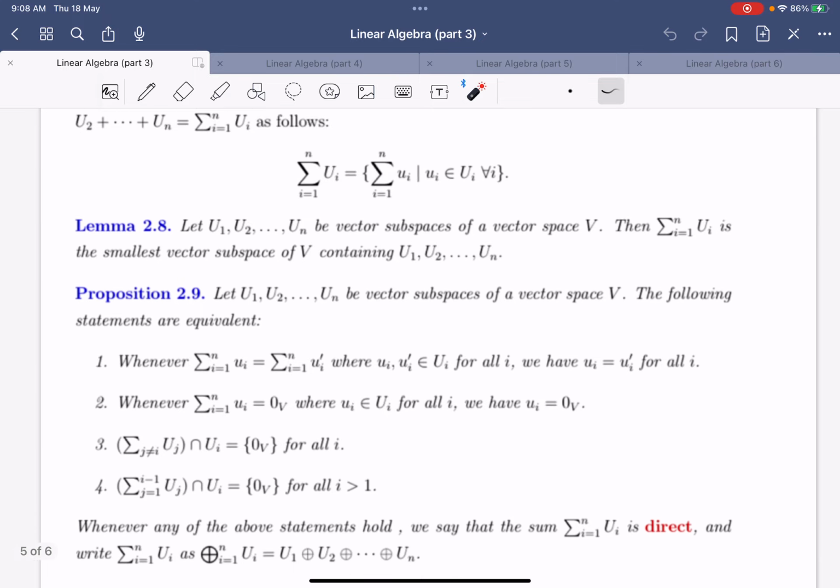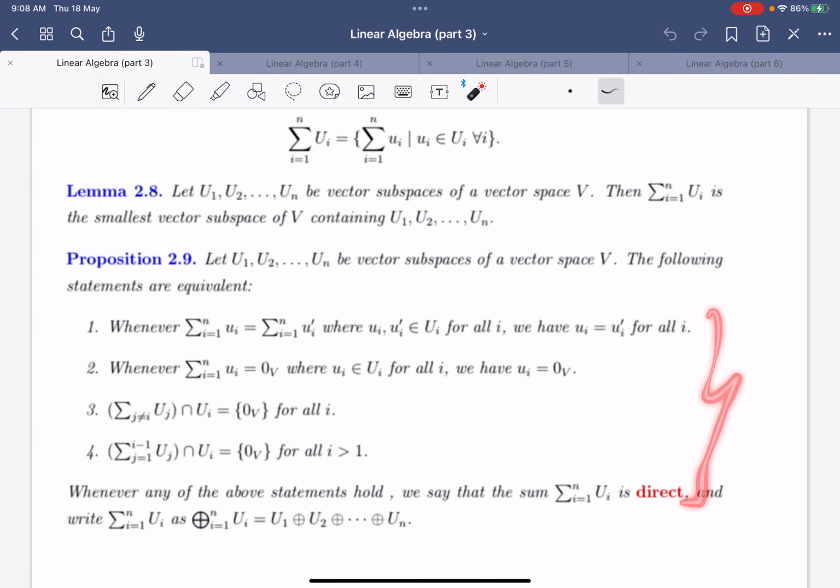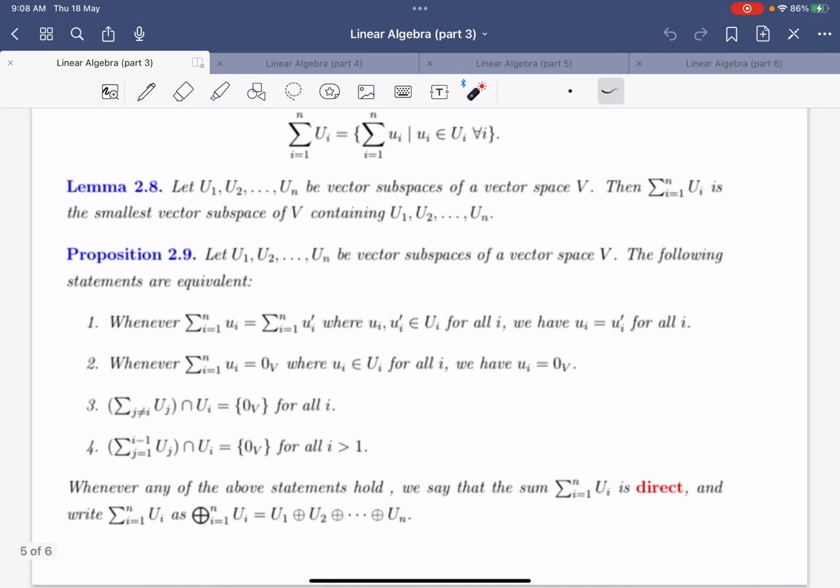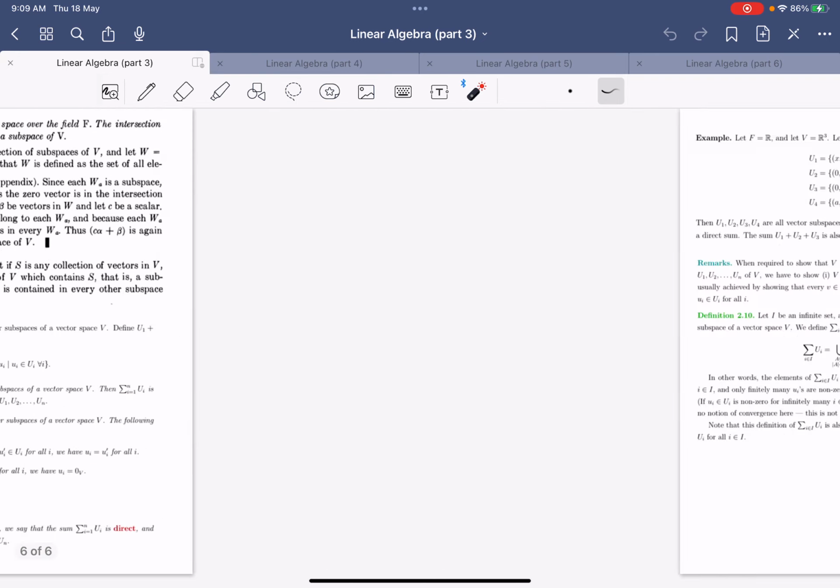I'll leave it to you to show why these are equivalent, but it's not too hard to see how 1 implies 2, because you can just bring over. We also can see how 2 implies 3, and 3 of course implies 4. So I'll leave it to you to verify this proposition.